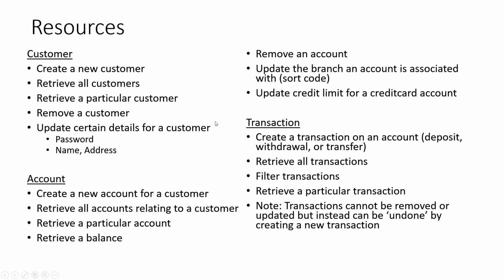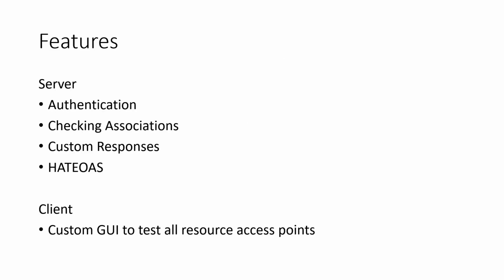So first of all, the resources that I felt were needed for this project, or that were outlined in the brief. There are three entities: customer, and then a customer has accounts, and then accounts have transactions. So all the functionality that the system has is outlined here: create a customer, create an account, retrieve all, retrieve one, and make transactions of different types, and so on and so forth, but it's all listed here.